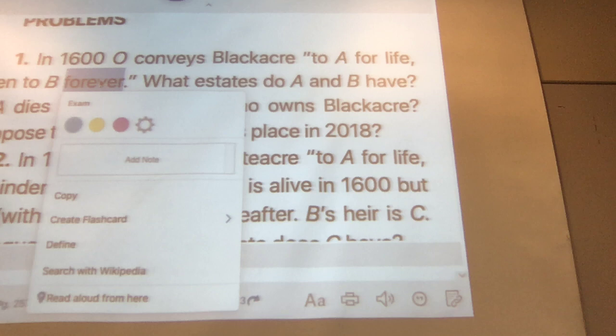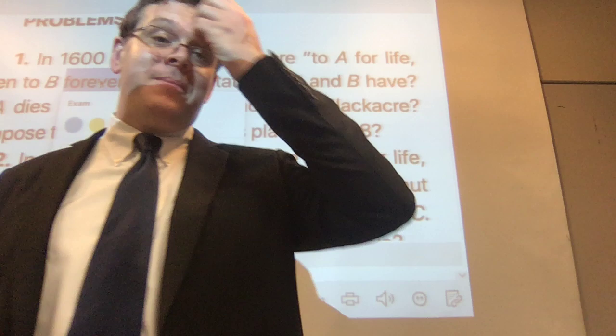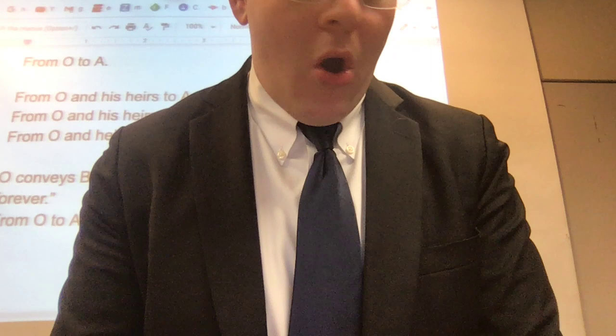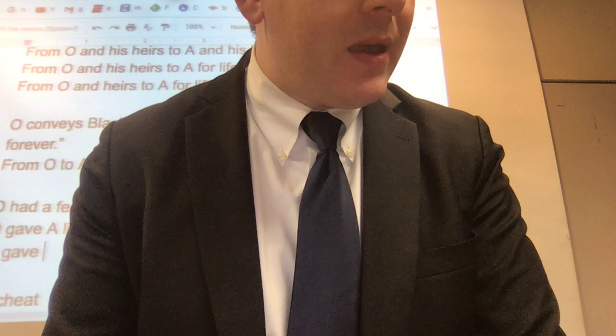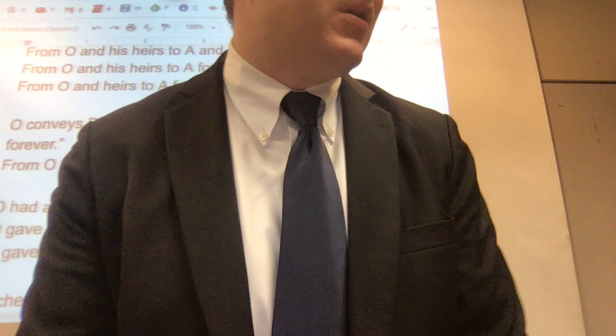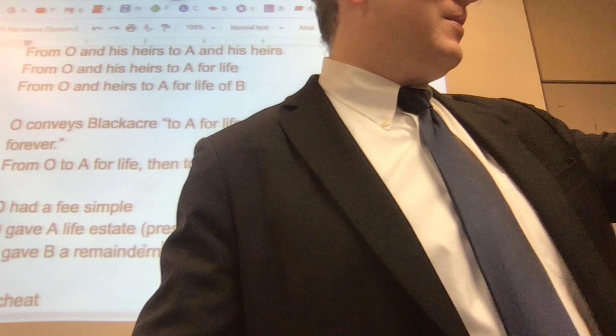This phrase forever is a synonym for and his heirs. I'm not going to use forever, I think it's stupid. I don't even know why they put this in the book, I think it's confusing. But when you see language like forever, which you might see in other books, just know that that concerns and his heirs. Okay, thank you. So what does that mean? Let's describe this in words, right? So O had a fee simple. O gave A life estate, which is a present interest. And O gave B a remainder, which is a future interest. Okay? But I'm going to modify this in a way that will make you angry. O gave B a remainder in, Heather, fill in the blank. What kind of remainder is it? You said it a minute ago.